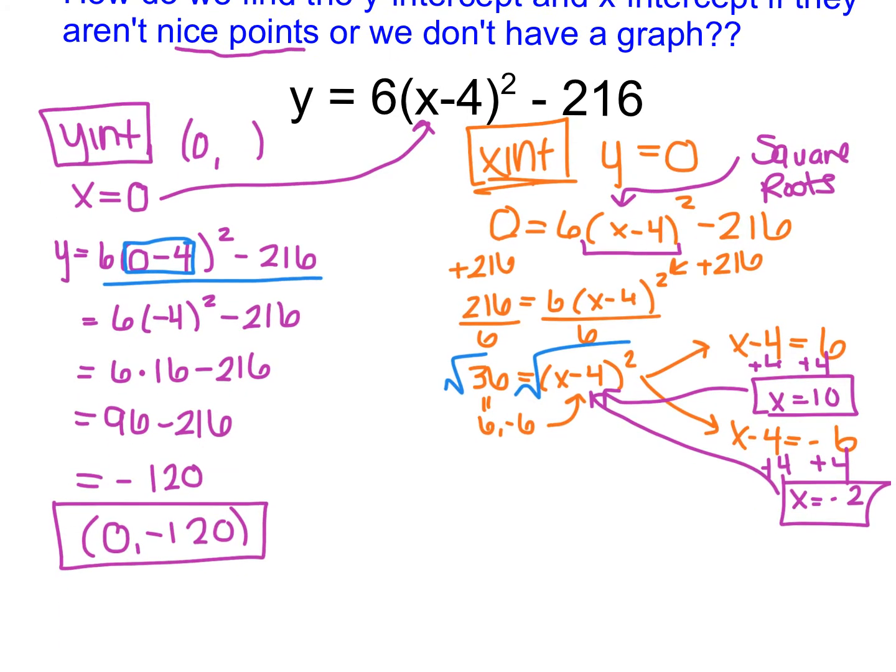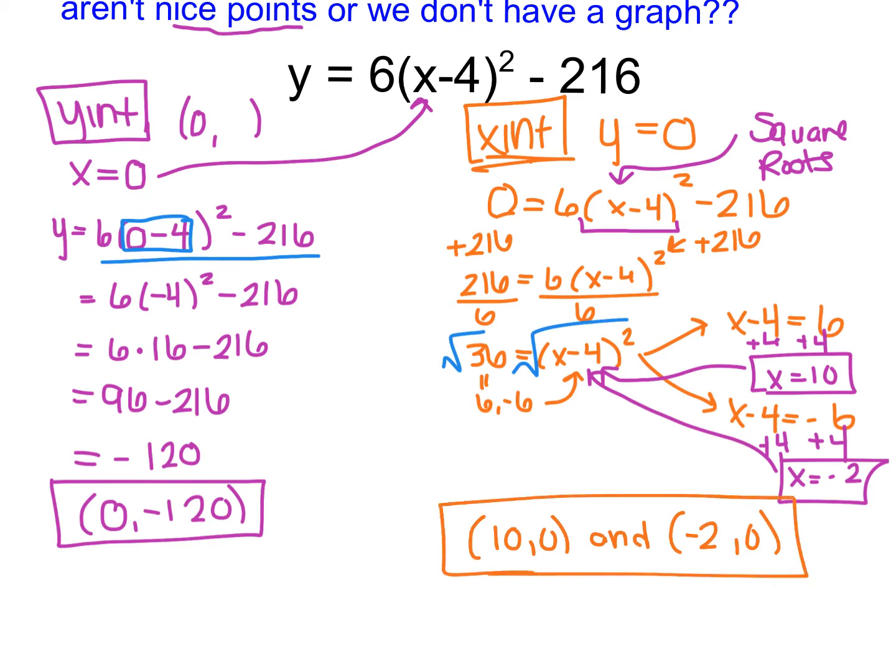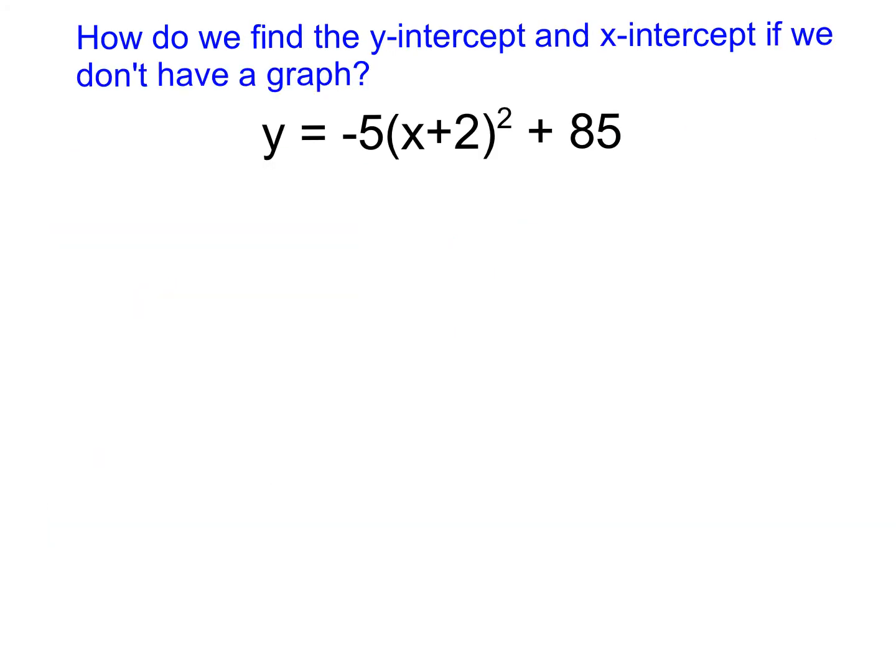Now I need to always end by writing my x-intercepts as coordinate points. So these are going to occur when x is 10, y is 0, and x is negative 2, y is 0. So I can start to visualize this graph. The x-intercepts are where it crosses the x-axis. There are two locations where that happens, and then I have the point where it crosses the y-axis as well. So let's practice this process just one more time.